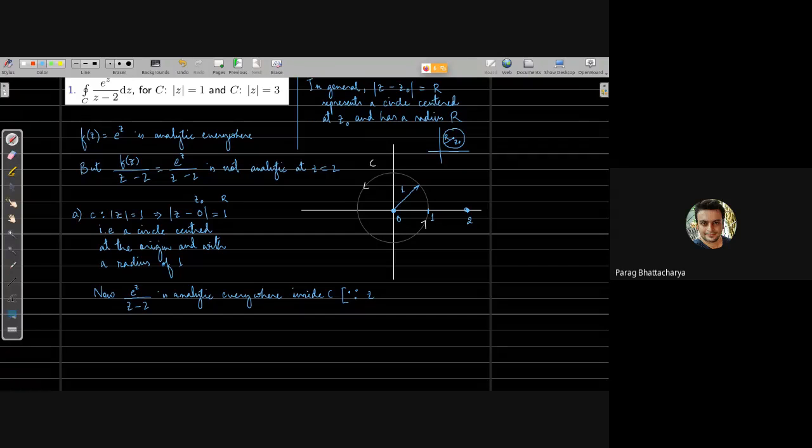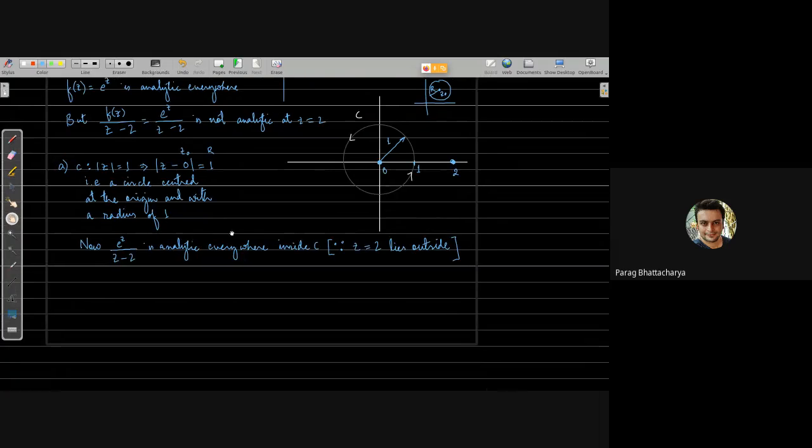Since z equals 2 lies outside C, right? Because z equals 2 lies outside C, we don't have to use the Cauchy integral formula. We can just use the Cauchy integral theorem. So by Cauchy integral theorem, we have over C, e to the power z by z minus 2 dz, this will be equal to 0 for C such that modulus z is equal to 1.